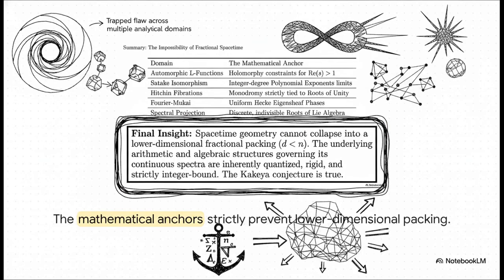So to sum it all up, we've successfully trapped the flaw across multiple different analytical domains. Whether we're looking at holomorphy constraints on L-functions, Satake polynomial exponents, Hitchin fibrations, or the roots of the Lie algebra, the underlying arithmetic strictly prevents spacetime geometry from collapsing into a lower-dimensional fractional packing. The math forces the dimension to be exactly n. The Kakeya conjecture is unequivocally true.